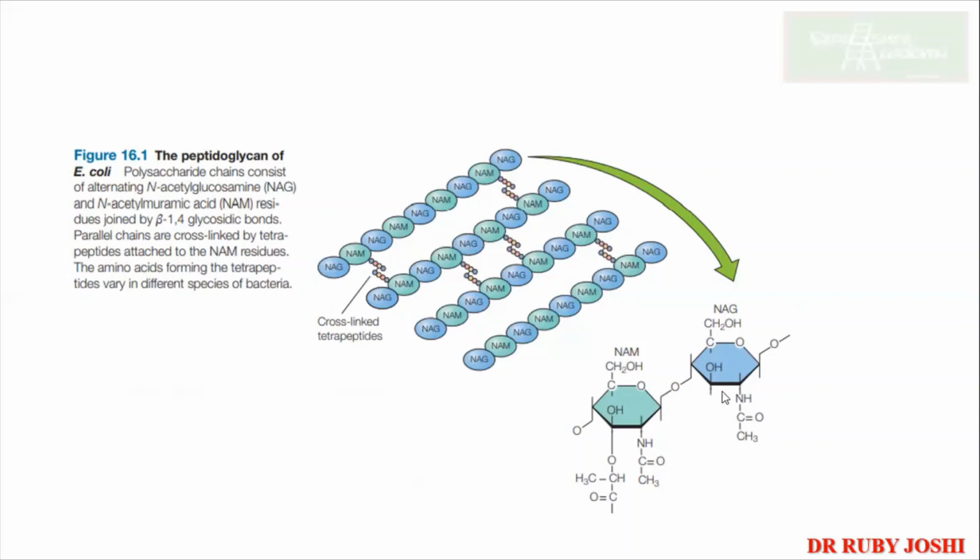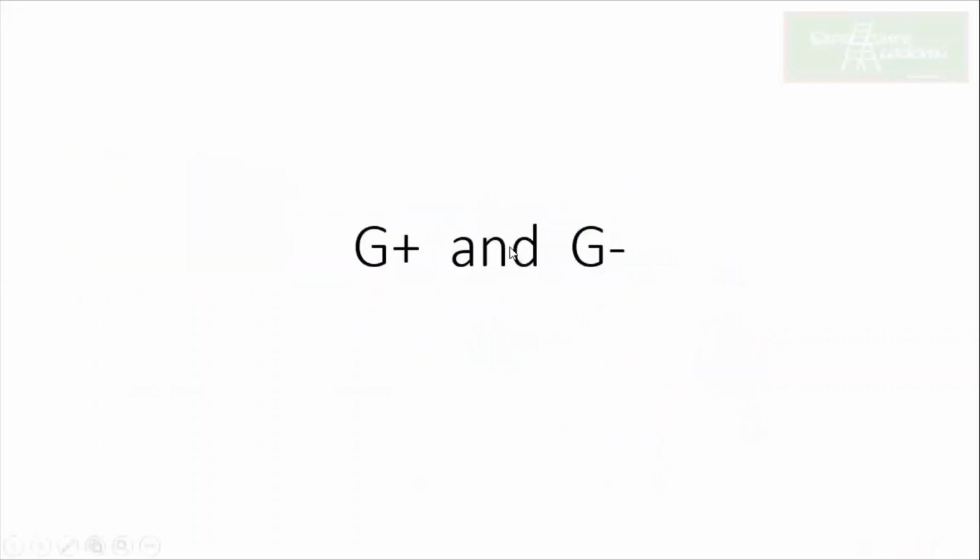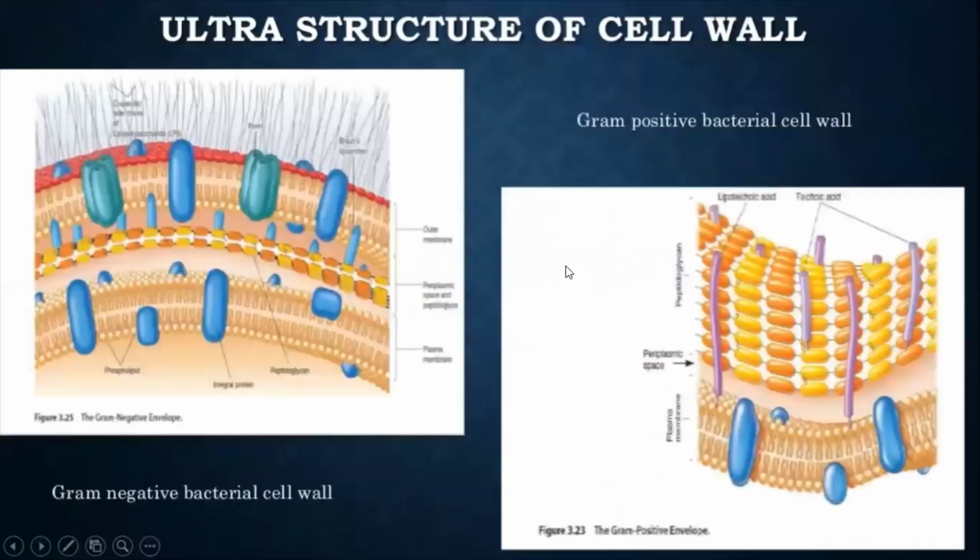Okay. Now we also know that these NAM-NAG chains are cross-linked with the help of tetrapeptides. So even that tetrapeptide you have to remember. That is the tetrapeptide where you see the existence of D amino acids. Though we know that only L amino acids are present in nature, bacteria have D amino acids also. Now coming to the difference between gram positive and gram negative. So let's go with the gram negative. We see that in the case of gram negative, the peptidoglycan layer is thinner.